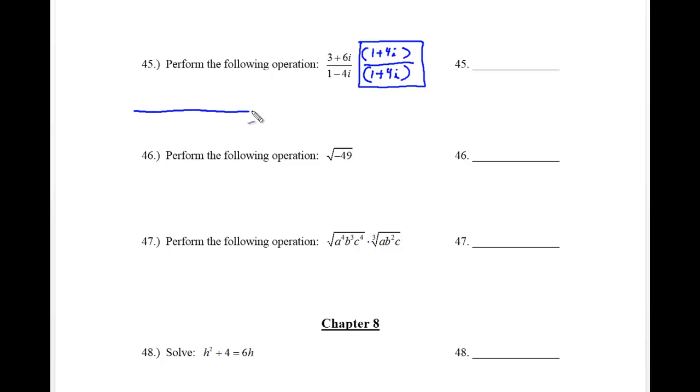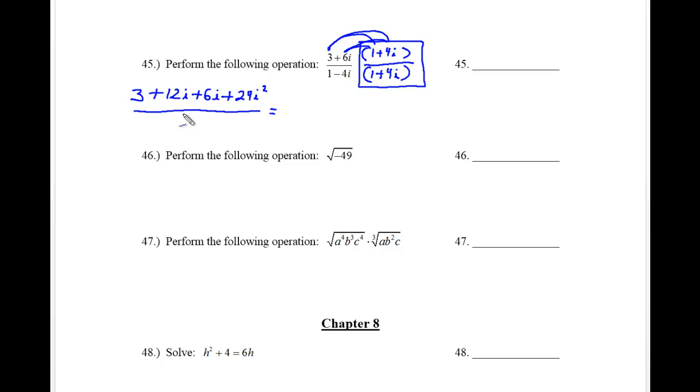and make two different parts of my fraction here. So let's take a look at this. 3 times 1 is 3. 3 times 4i, that is 12i. 6i times 1 is 6i. And 6i times 4i is positive 24i squared.